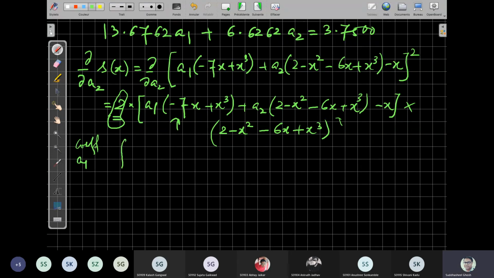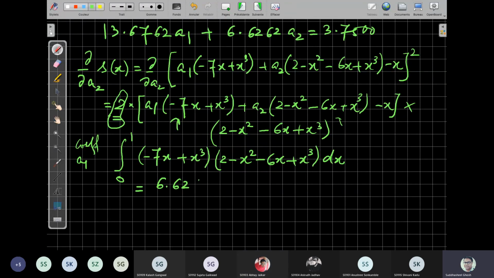So what do I do? I have to find out 0 to 1, the coefficient of A1, which will be -7x plus x cube, into 2 minus x square minus 6x plus x cube, into dx. I have to find this. Now you tell me how much this is. 6.626. Yes sir.